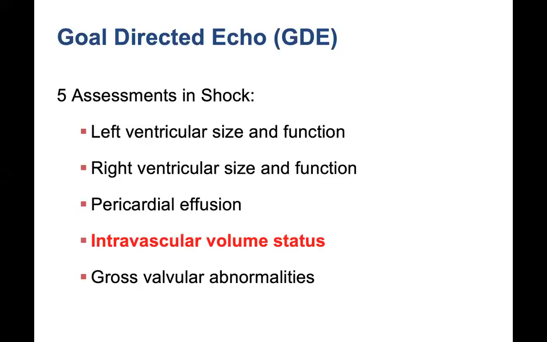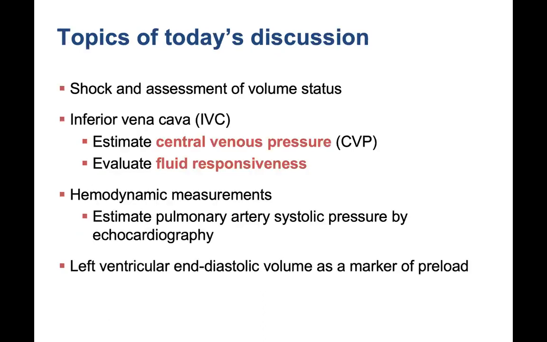So as we work through our lectures, we are looking at a goal-directed echo, and I'm oftentimes arranging my lectures on the 5 assessments in shock for goal-directed echo. So what am I looking at? Left ventricular size and function, right ventricular size and function, pericardial effusion, or more importantly, tamponade, intravascular volume status, and gross valvular abnormalities. And today we're going to talk about intravascular volume status.